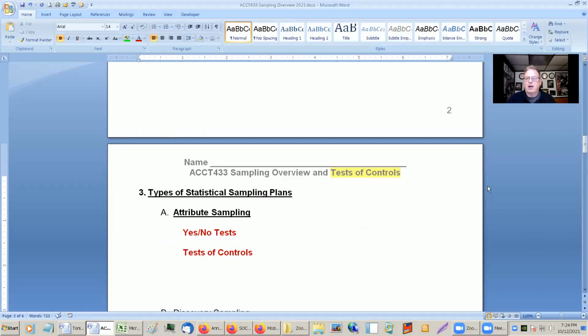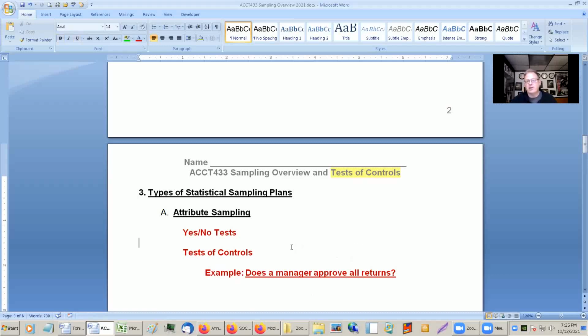And tests of controls are the controls that are not. So, for example, does the manager approve all returns? And so you could do testing on that, and it'll be yes or no. You'll get a return and see if a manager approved it. They either did or they didn't.